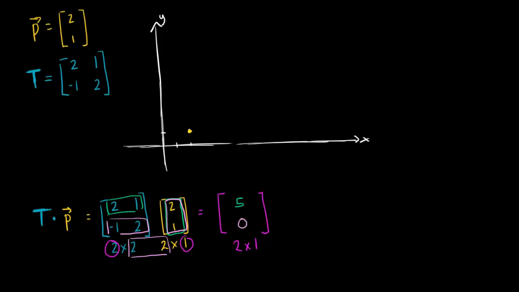So 1, 2, 3, 4, 5. So we started with this point, this position vector, p, and it's transformed it to this other position vector, and why don't we call this p prime? So that if you wanted to draw them as vectors, in traditional vector form, that right over there is p prime, and this right over here is p. And the way we got from p to p prime is using this transformation matrix.